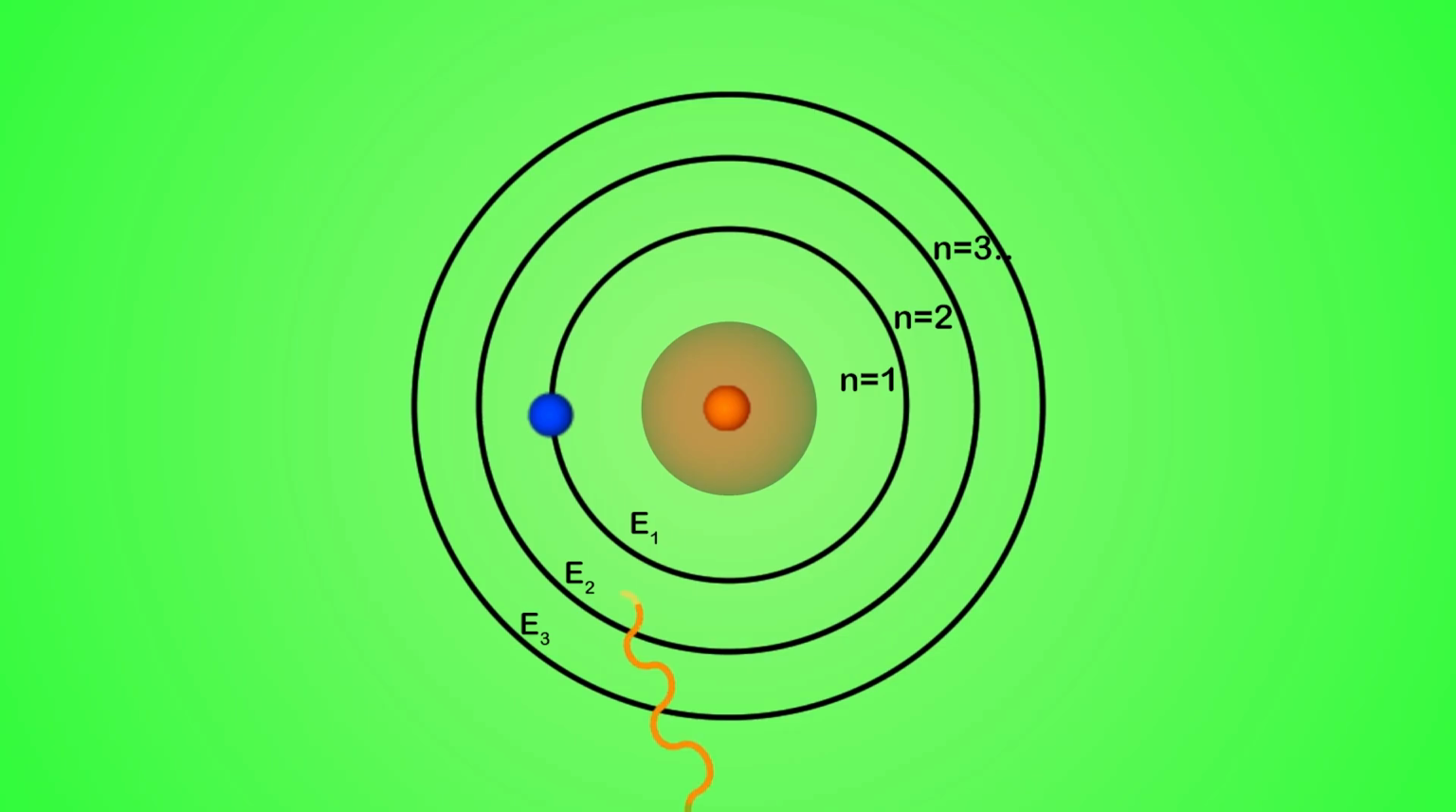The energy that is gained by the atom is equal to the difference in energy between the two energy levels. The atom releases energy when it relaxes back to a lower energy state, equal to the difference in the energy of two orbitals.